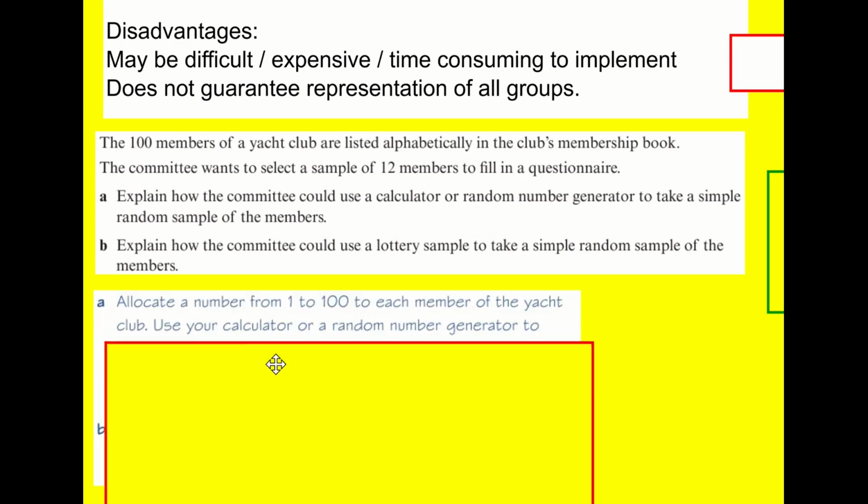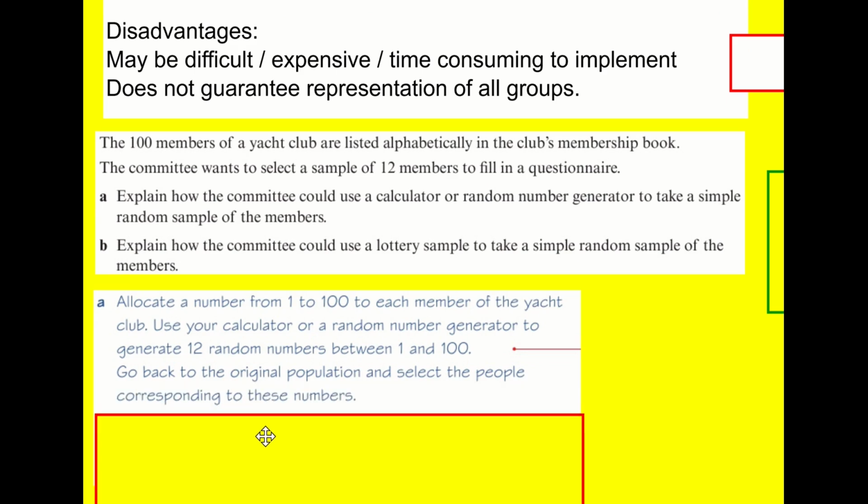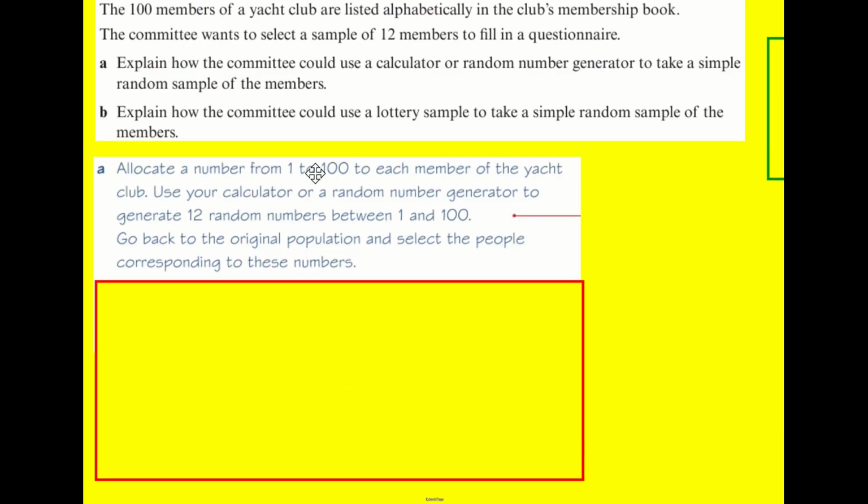Let's see, I am just going to show you the answer that I have. Okay, so we could allocate a number from 1 to 100 to each member of the yacht club, use a calculator or random number generator to calculate 12 random numbers between 1 and 100. That can be done using this button, or some other button on a different calculator. Then you can go back to the original population and select them all. You've managed to do it. You could do it using an Excel spreadsheet or other random number generators as well.